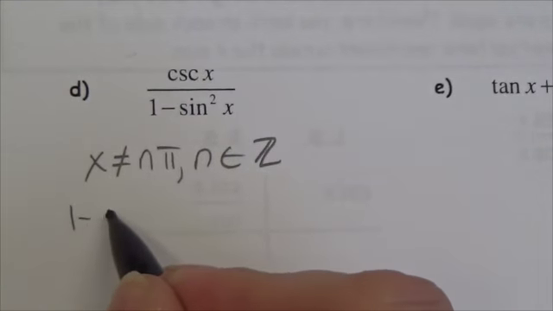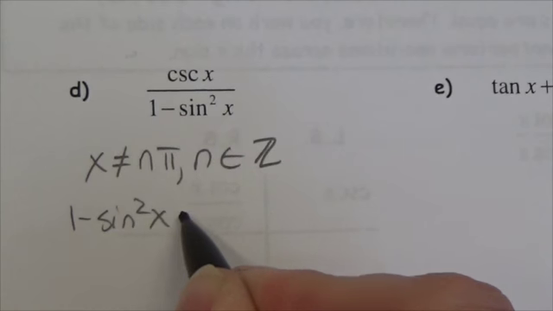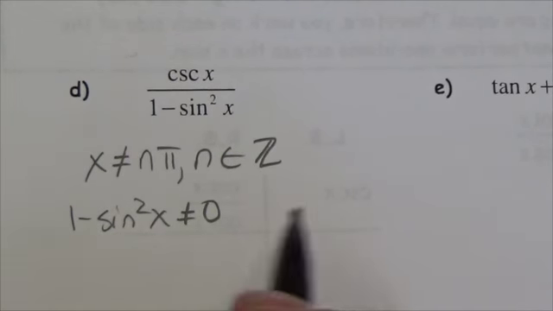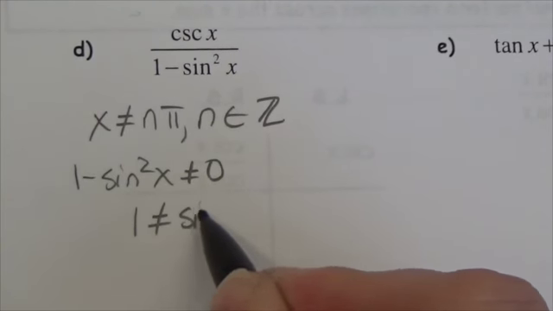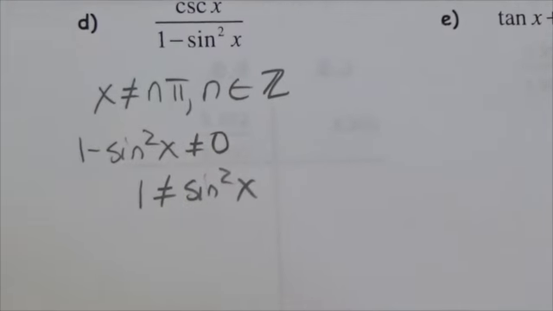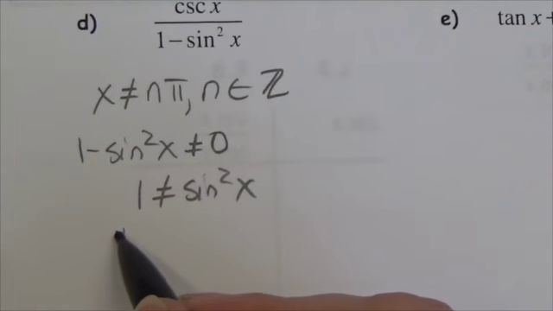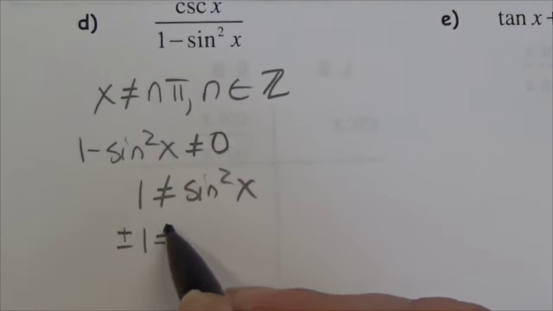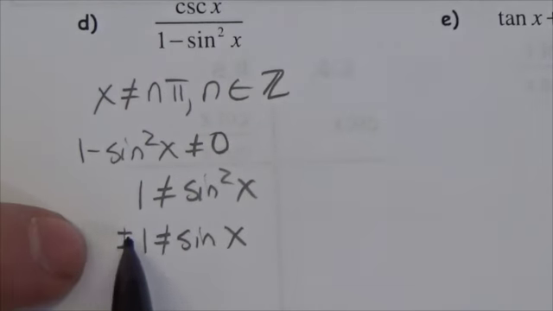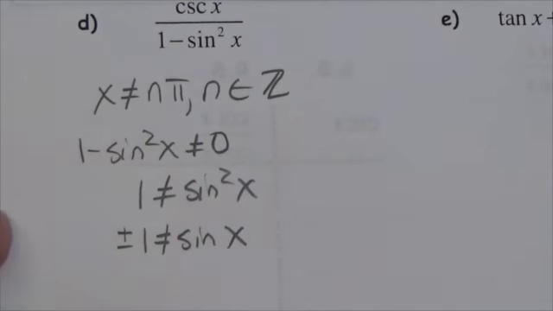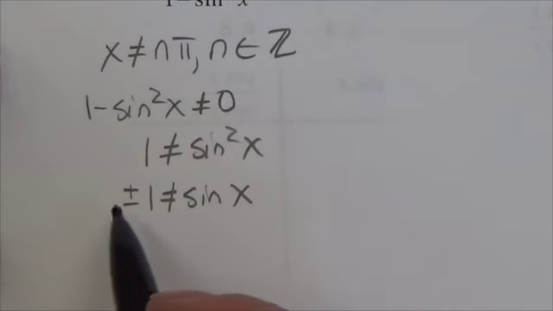Can't do that. Now, I have another restriction though. I can't allow 1 minus the sine squared of x to be equal to 0. Can't let that happen. So I'm going to bring the sine squared over. So 1 cannot be allowed to be equal to the sine squared of x. Take the square root, and remember that that introduces some ambiguity here. I don't know whether we meant positive 1 or the negative 1. Now, I can't allow sine to equal positive or negative 1.